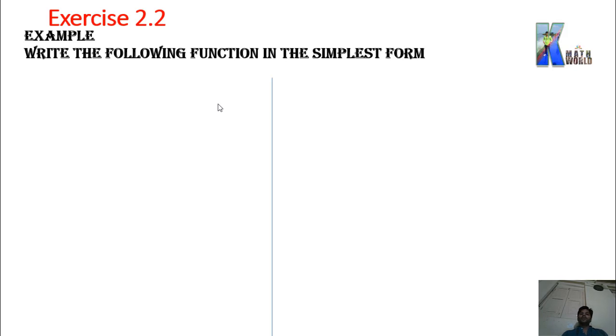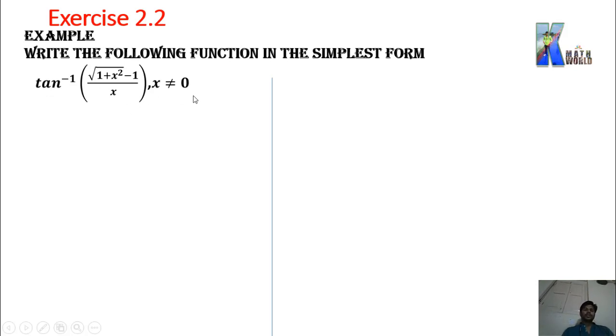Write the following function in the simple form. Okay, important question for first exam, school level exam, we can say. Again, what you replace here so that you can set the formula. So clearly if you replace x by tan or x by cot, you get a formula. So either you can assume tan or you can assume cot. So here we assume tan, x equals tan theta, so we can set theta equals tan inverse x.